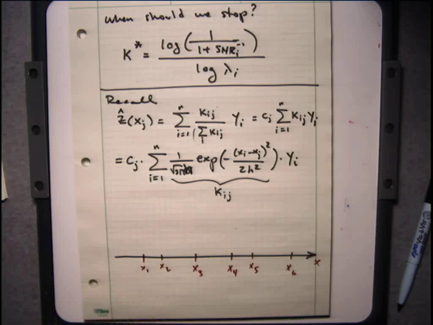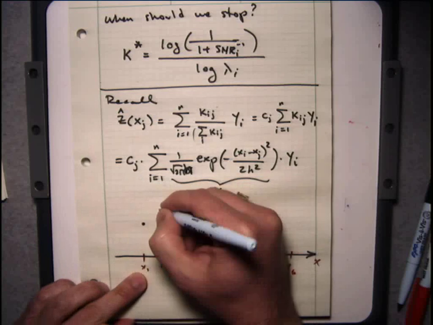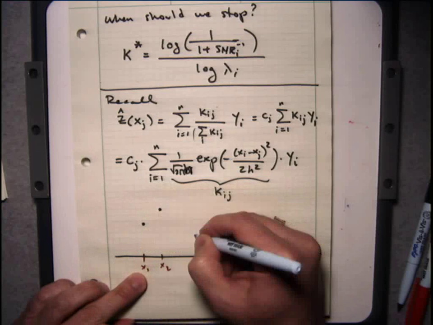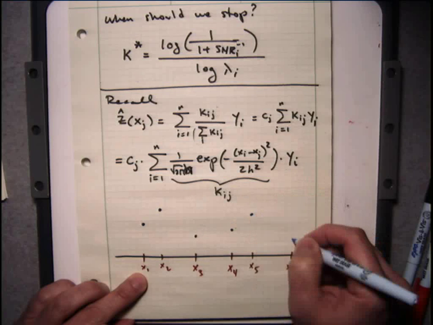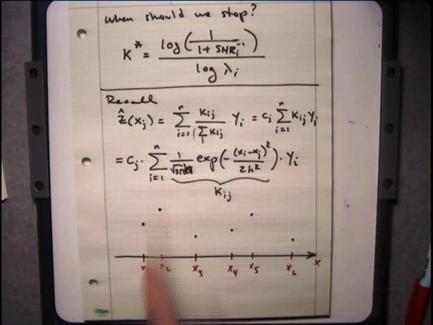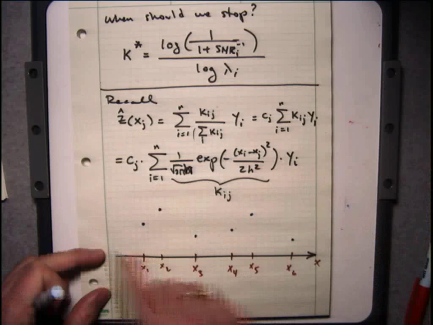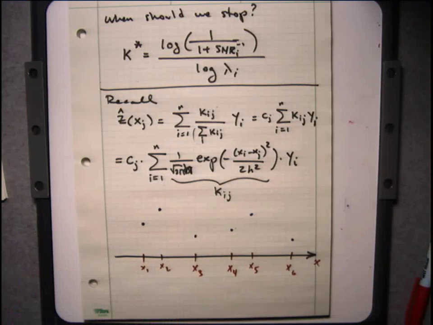Now at each one of these points, you have a data value that you've measured. So at this point, you have, let's say, y1, y2, y3, y4, y5, and let's say y6. Now what you'd like to do is to compute an estimate of z hat of xj at all the xj's, every xj in between and including these points where you have them. So how does this work?